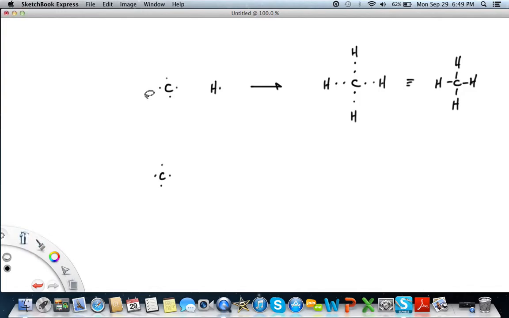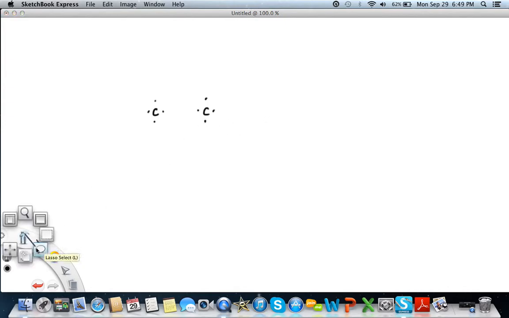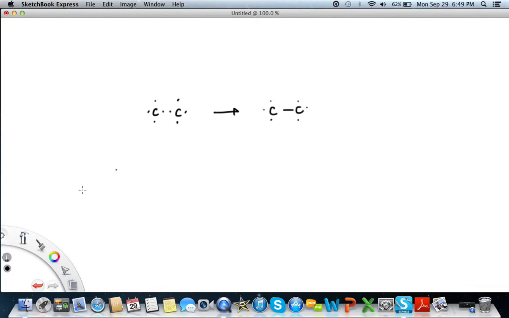If we took carbon, and let's say we decided to take another carbon, and we brought those together, what that would allow us to do is a single bond, and then we would obviously have all these extra sites for bonds, so we would have 4 bonds.